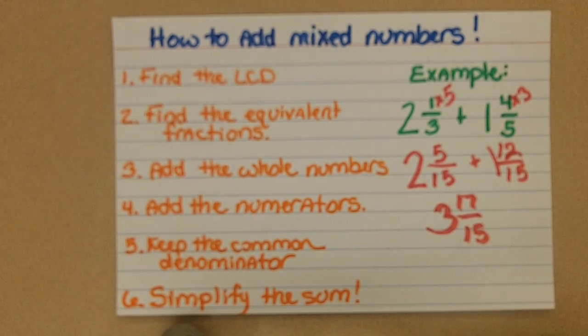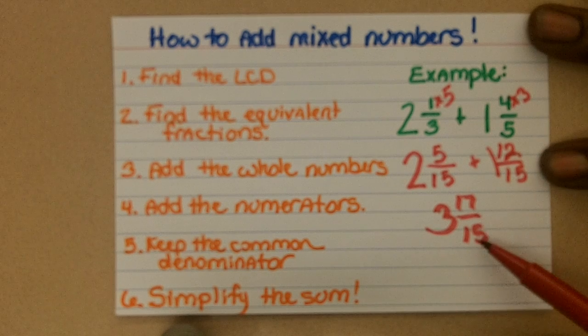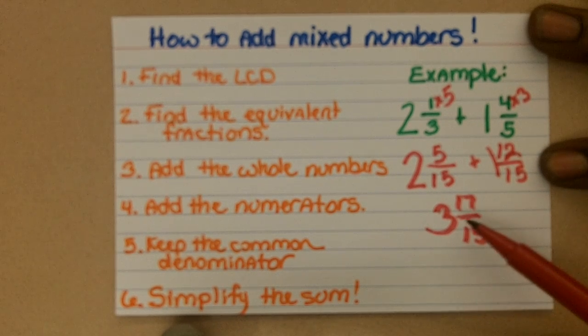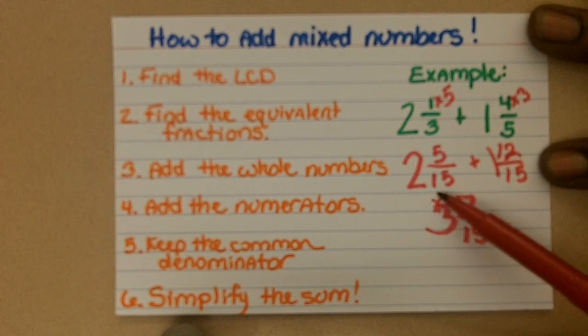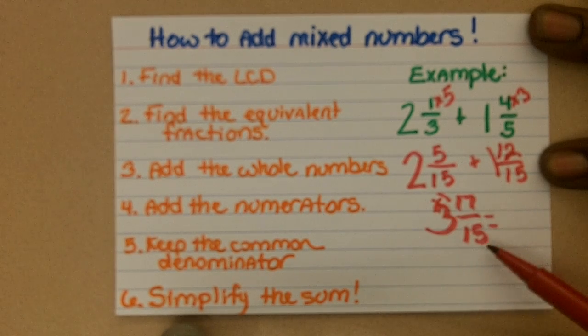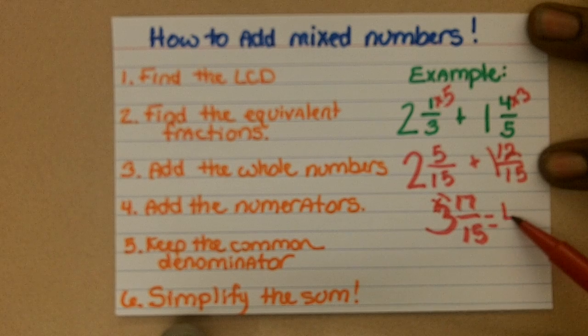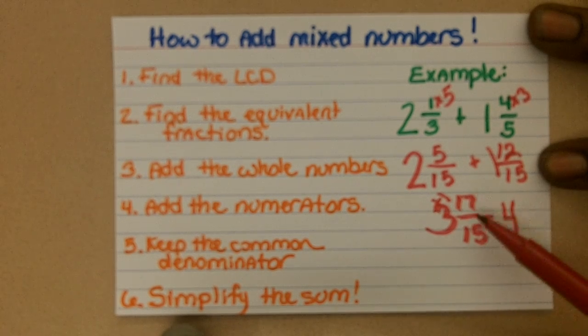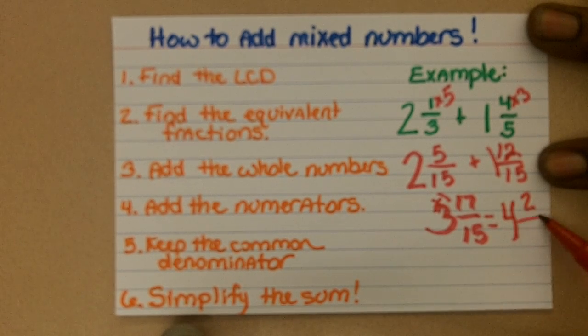Now, the last step says to simplify. This could get a little tricky, but if you remember that a fraction is part of a whole, you should be able to remember that 15 goes into 17 one whole time, and that one whole we add to the 3. So instead of being 3 and 17 over 15ths, this will simplify to 4, the one whole, with 2 over 15.